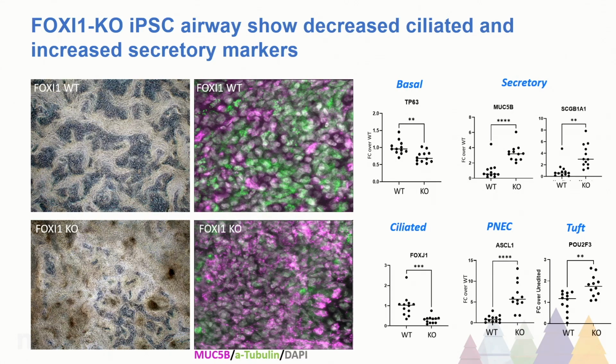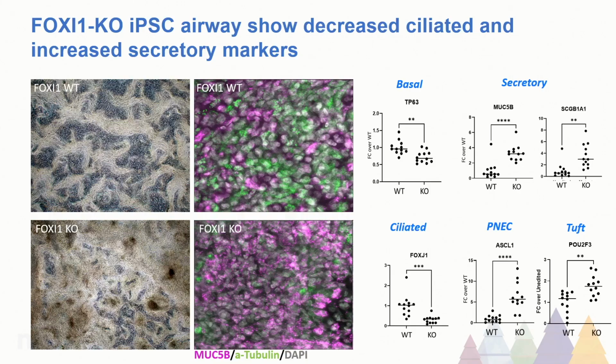And sure enough, when we looked at these cells, we found that our FOXI1 knockout actually did have an increased proportion of secretory cells, stained for by MUC5B here, you'll see in the purple. We also noticed both lines did have a presence of alpha-tubulin, although interestingly enough, our knockout culture seemed to have a decreased amount of ciliated cells relative to the secretory cell population.